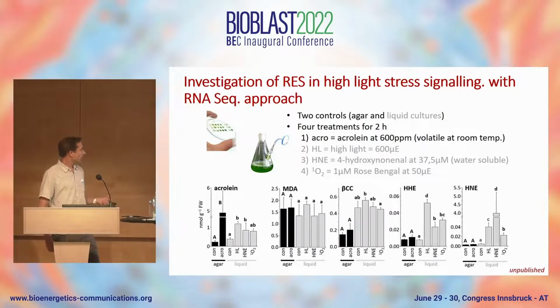We could see that the level of high light stress was indeed increasing the level of some of our reactive electrophile species, for example, acrolein, hydroxyhexanal, and hydroxynonenal, and indeed the singlet oxygen treatment through this photosensitizer, rose bengal, was also increasing the level of some of these electrophile species, but for example, not all of them.